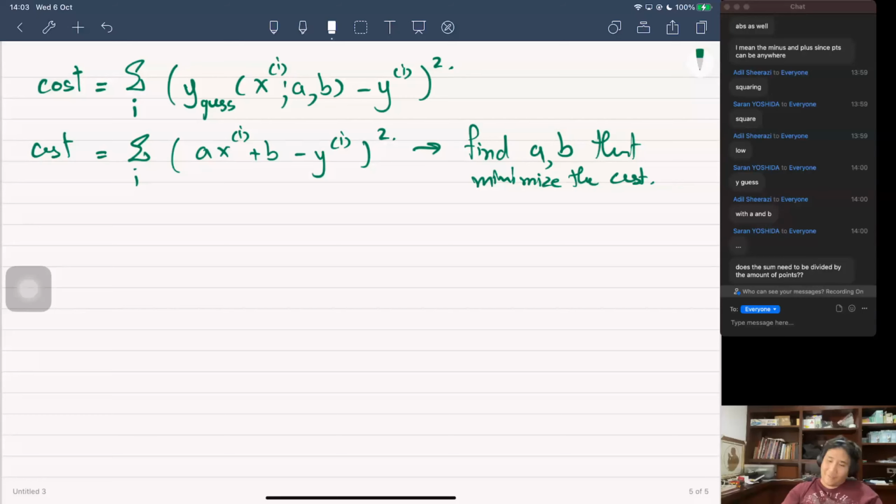Question. If I change this to 1 over 10 or 1 over 100, does it change A and B that give you the minimum? That's a very good question though.